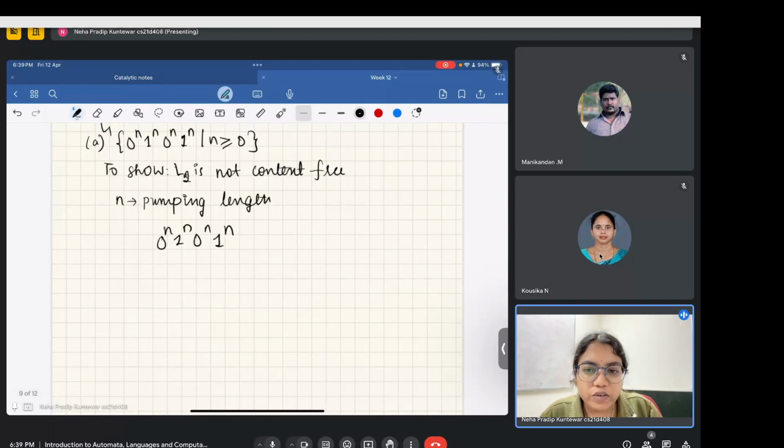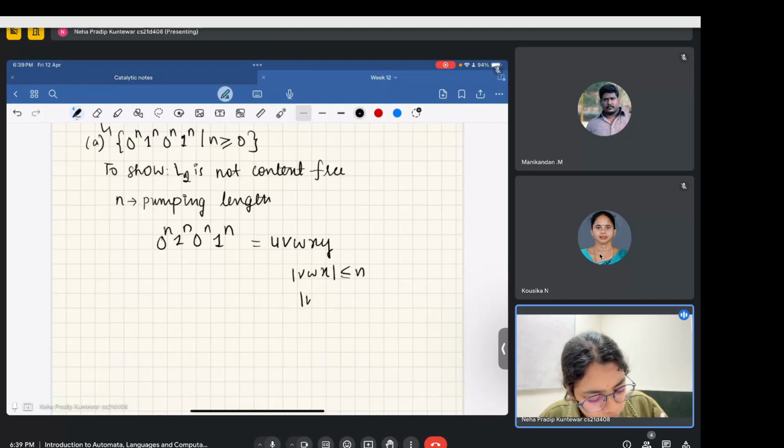And what we're going to do is break this into parts, so this is u, v, w, x, y. We're going to break it such that the length of vwx is at most n and the length of vx is at least 1. So we are going to look at all possible partitions of this string which satisfy these two constraints. Let's see how that is possible.